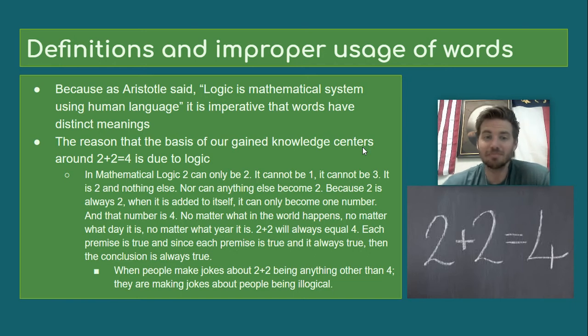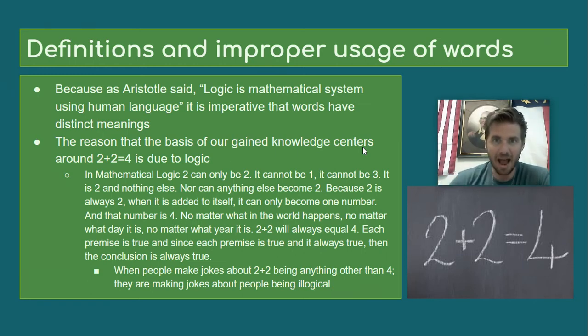It is not anything else but two, and it cannot become in the future anything but two. Two is always two. And when it is added to itself, it can only become one number. So when you take two and you add two to two, you can only get four. No matter what in the world happens, no matter what time it is, no matter how many years have passed, 2 plus 2 is always going to equal 4. Because 2 is 2. It cannot change.